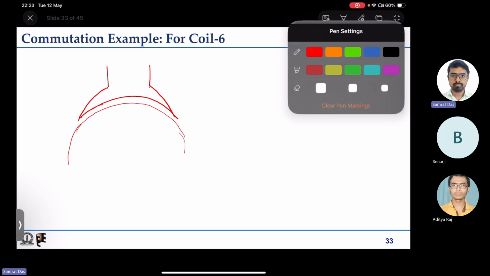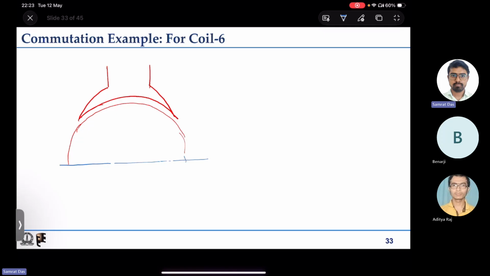Say we have many coils here. So this is our magnetic neutral axis. Say we have many coils: 2, 3, 4, 5, 6, 7, 8, 9, 10, 11, 12, 13, 14, 15, 16, 17, 18. Here I have made almost 18 coils under one pole. So you can see that all these coils are participating actively in the induced EMF production, but these coils have very zero induced EMF.